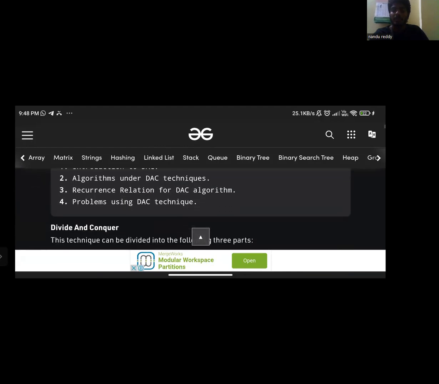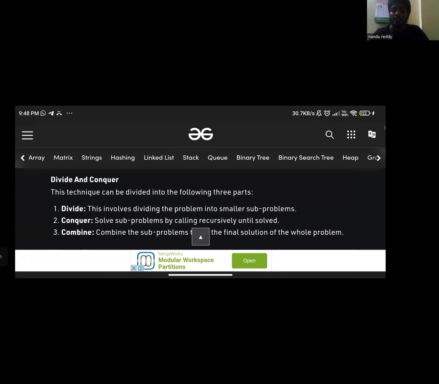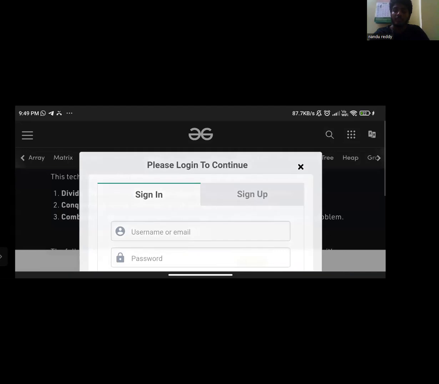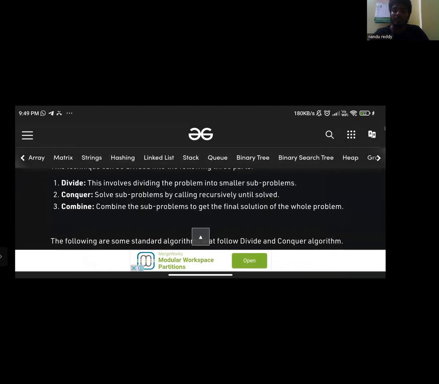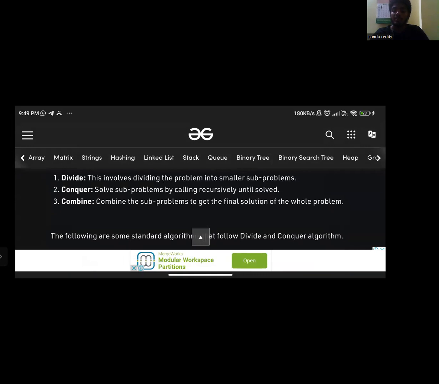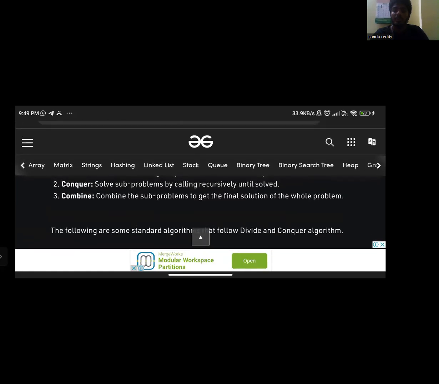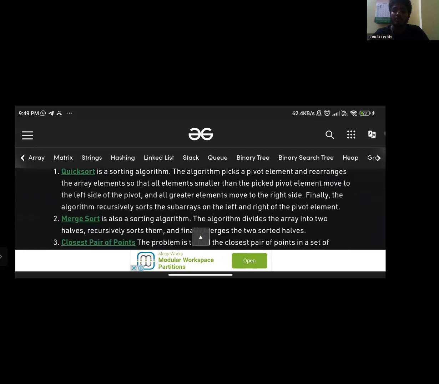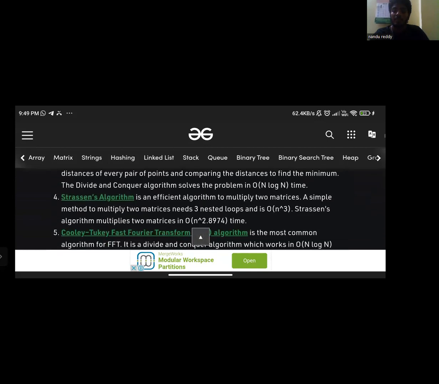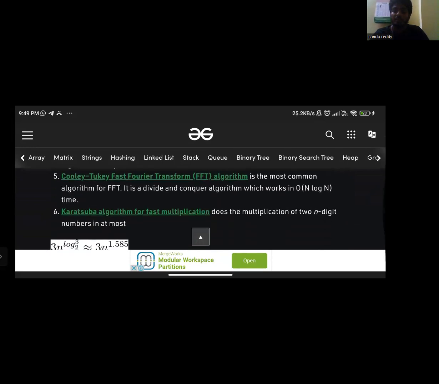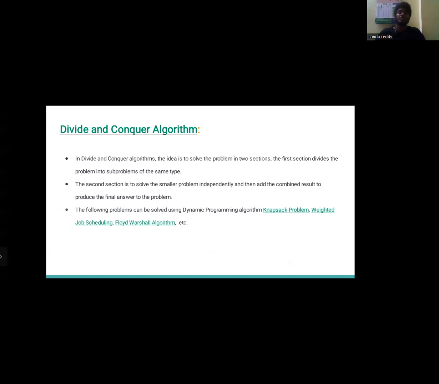Introduction to divide and conquer algorithm. It involves dividing the problem into smaller sub-problems, solving the sub-problems by calling recursively until solved, and then combining the sub-problems to get the final solution of the whole problem. The following are standard divide and conquer algorithms: quick sort, merge sort, closest pair of points, Strassen's algorithm, and so on. Okay, this is about divide and conquer.